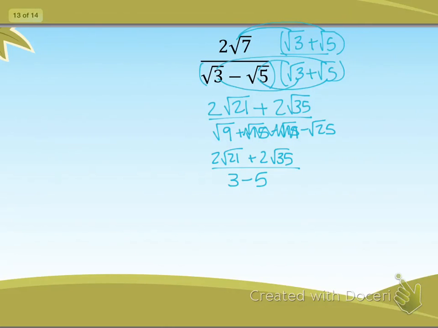We can simplify again. 3 minus 5 is negative 2. It looks like both of these are divisible by negative 2. Okay, so this becomes 2 divided by negative 2 is just negative square root of 21. 2 divided by negative 2 is negative square root of 35. We cannot combine these because adding and subtracting, they have to be the same to combine them. And we can't break down 21 and 35 any further.